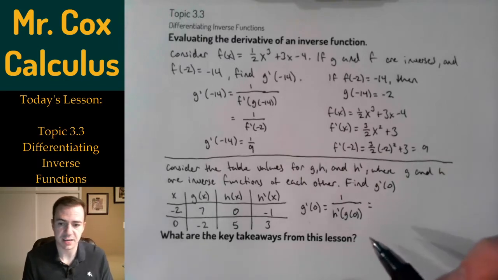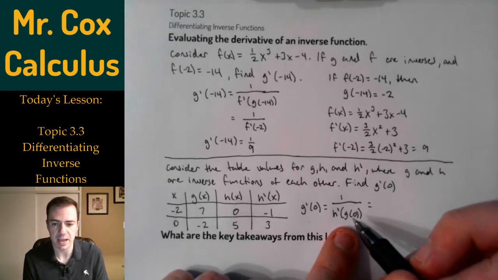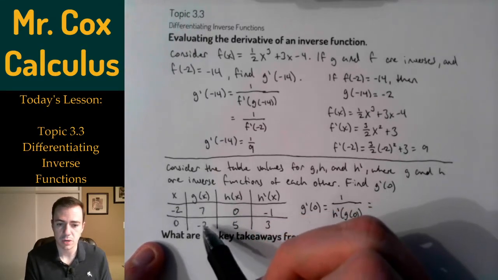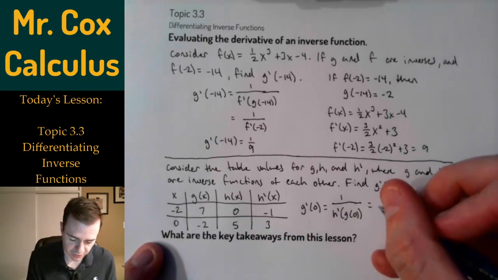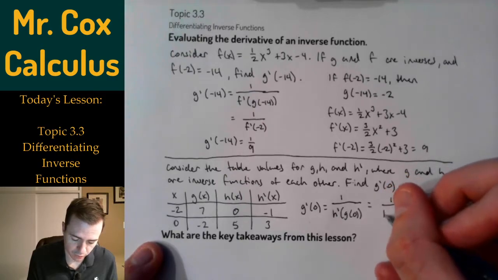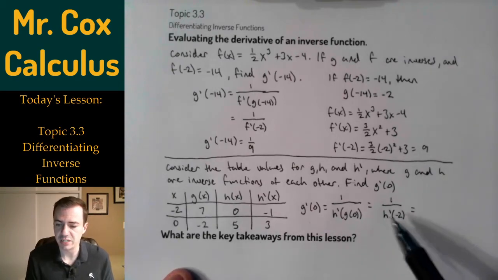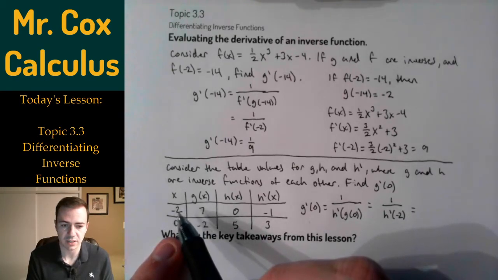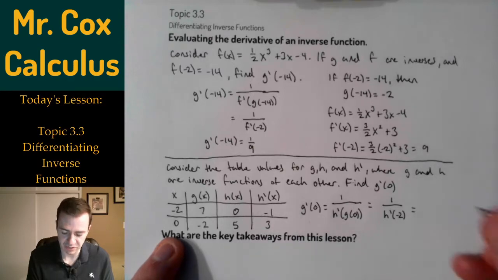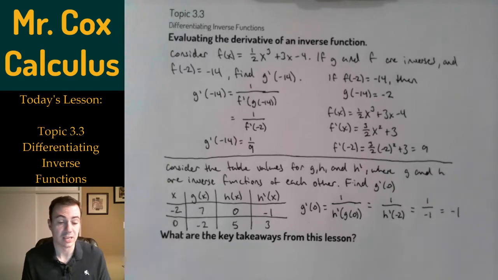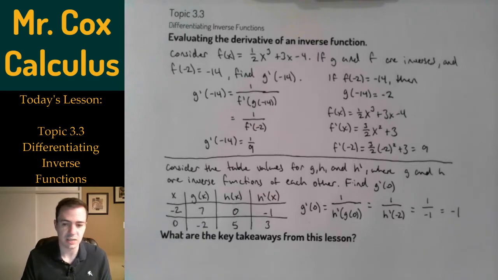And then again, as I said in the previous example, work inside out. Start off with you need to know what g of 0 is. Here's 0, g of 0 is negative 2. So g prime is now 1 over h prime of negative 2. Okay, so now I need to know what h prime of negative 2 is. Here's negative 2, h prime is negative 1. So this is 1 over negative 1, or negative 1. Again, if you work inside out and follow your notation, you'll be able to evaluate the derivative of a function's inverse at a given point.